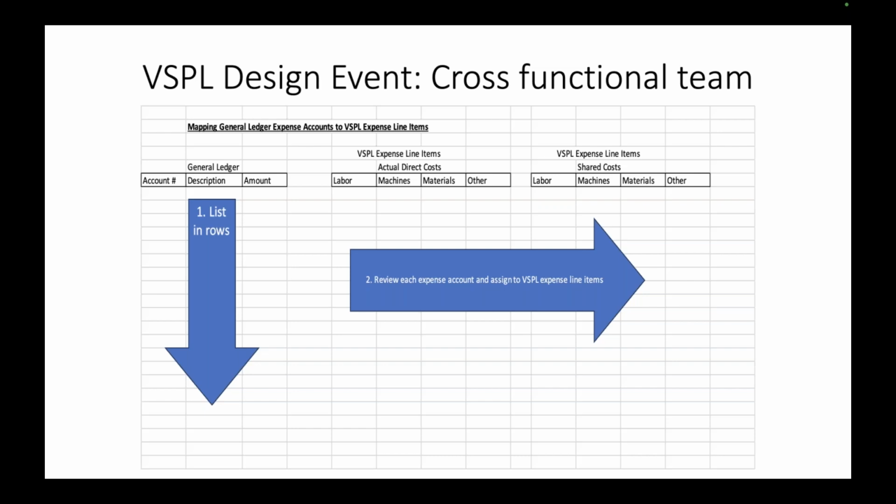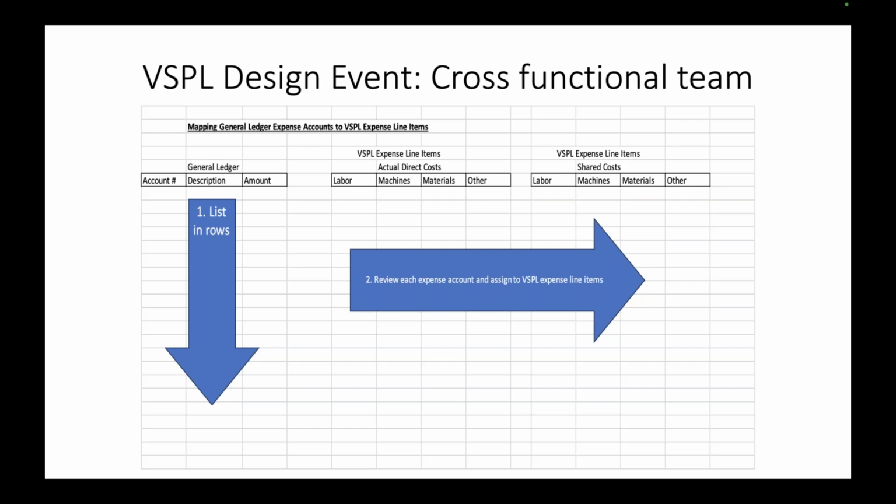Get your general ledger into Excel. You can see basically the account number, maybe the description and the amount, and list them in rows. Then you have your value stream expense line items. Here's just some basic line items. And what you do is you look at each row, each expense in the general ledger, and say, where does it go on the value stream income statement? Now, this is a mapping exercise, and it's a learning event.